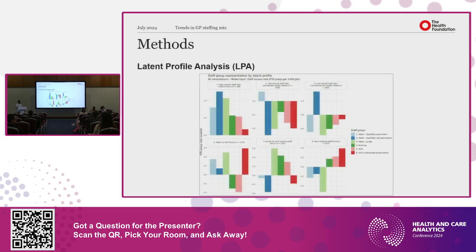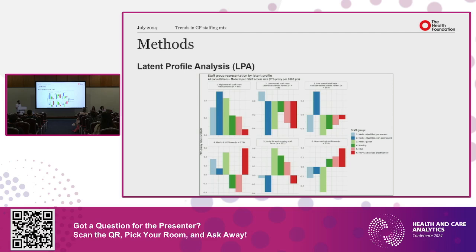So that's what the model does. The model gives you 6 profiles. One practice is assigned to one profile. And broadly, we can describe our profiles as: 1, high overall staff rate across each of our staff groups; 2 and 3, low overall staff rates but a reliance on a single type of medic. Profile 4 has a kind of medical focus alongside healthcare professionals and advanced practitioners. Profile 5 has a higher rate of junior doctors relative to qualified medics. And Profile 6 is a broadly non-medical focus with reduced staff rates in the medical groups.